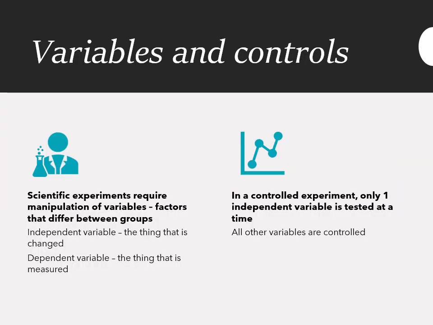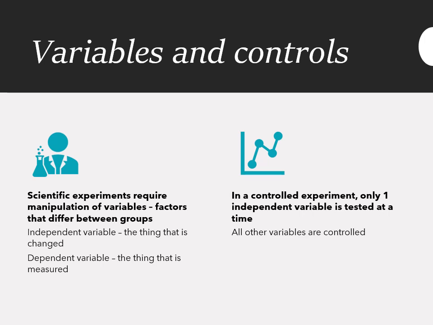In a scientific experiment, what we're doing is manipulating variables, factors that differ between one group and another. Now, these variables can fall into two main classifications. An independent variable is the thing that gets changed between the groups, the thing that we're testing. The dependent variable is the thing that is measured. It depends on what we did.